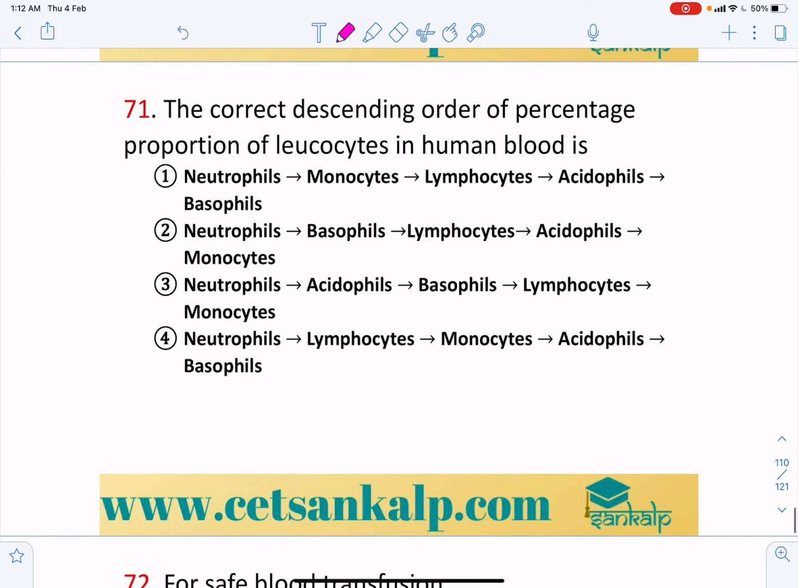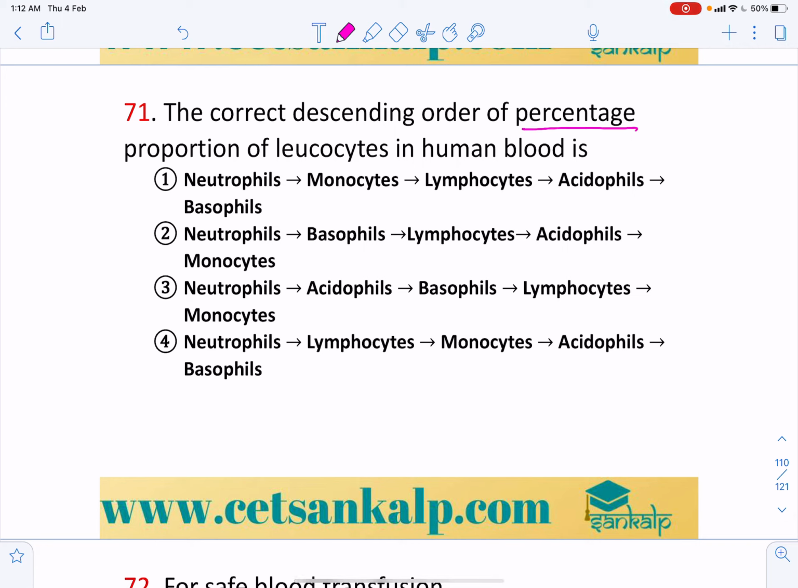Next, the correct descending order of percentage proportion of leukocytes in human blood. So here we have already discussed that. It is a very simple question, and one or another question definitely will be there in this, the percentage related. So just recollect which is the highest number and the lowest number. Generally, neutrophils form 60 to 65%.